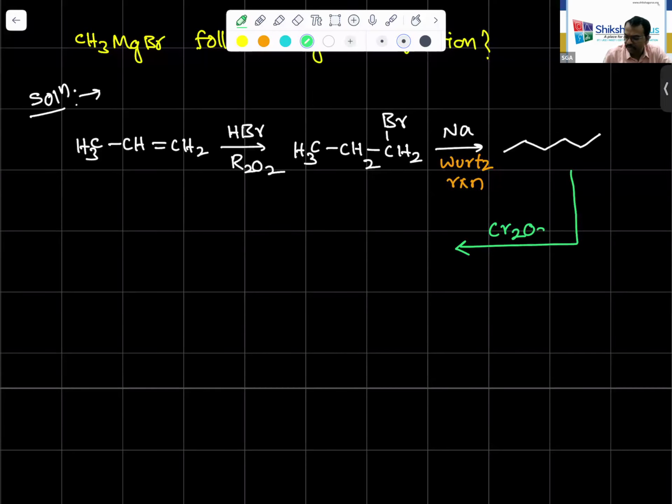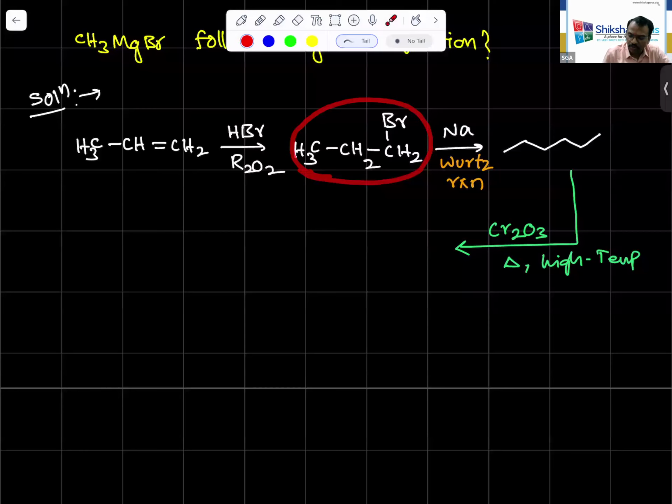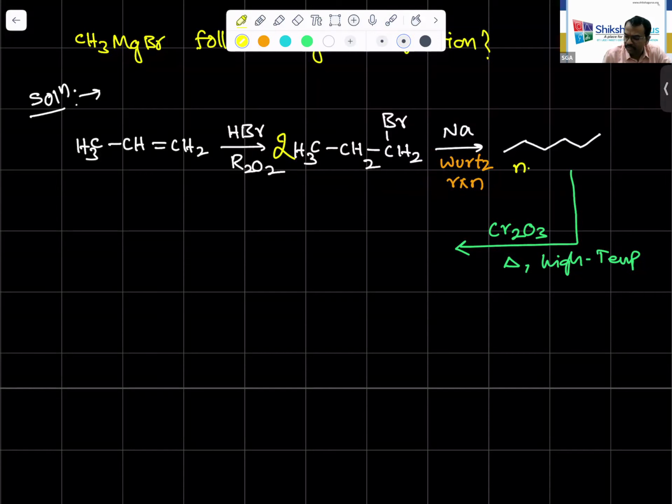Cr2O3, chromium oxide, at a high temperature and a high pressure. This is a very important and famous reaction. It is the aromatization reaction. What is the aromatization reaction? Formation of an aromatic compound. What will happen here? Here a total of 6 carbon atoms are present in this molecule. What is happening in the Wurtz reaction? 2 moles of alkyl halide are involved in the reaction. Therefore, it converts into a hexane molecule. All 6 carbon atoms are present in a straight chain.